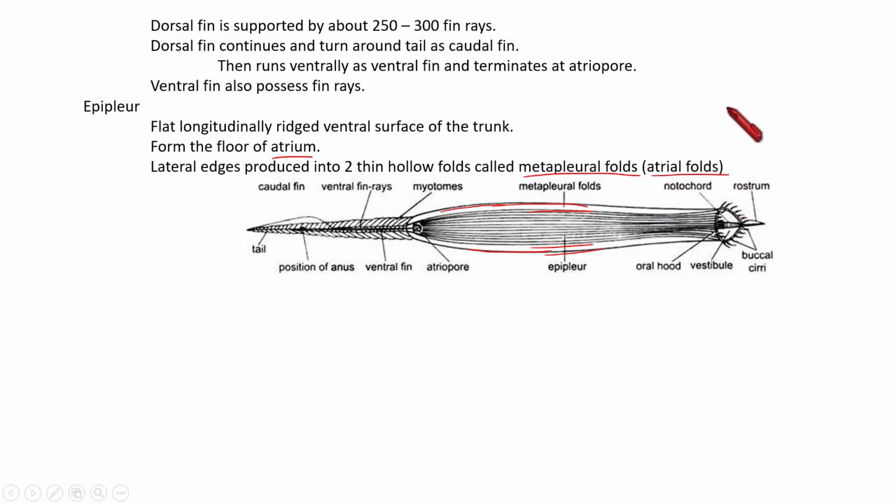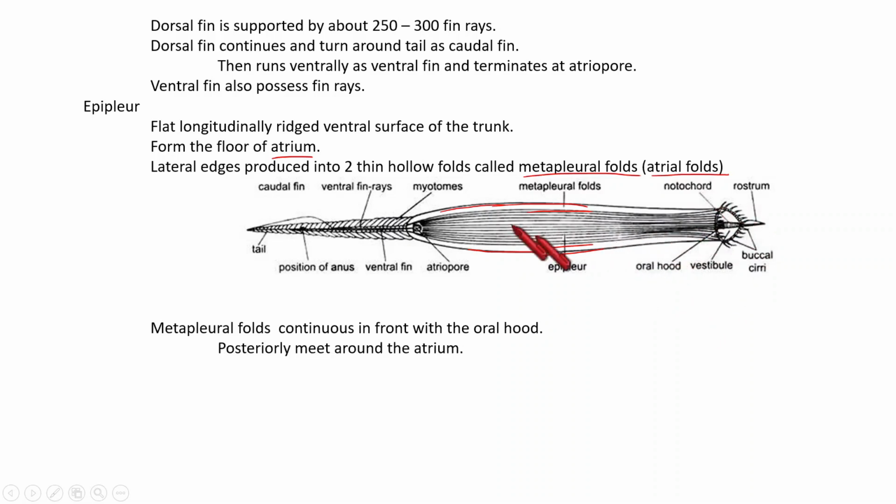And this metapleural fold is continuous with the oral hood, and posteriorly it meets around the atrium. This is the atriopore. So posteriorly it is meeting with the atriopore or atrium. Then regarding the exoskeleton and endoskeleton, it doesn't possess any exoskeleton. Its body is covered with a soft skin. So there's no need to talk about the exoskeleton.